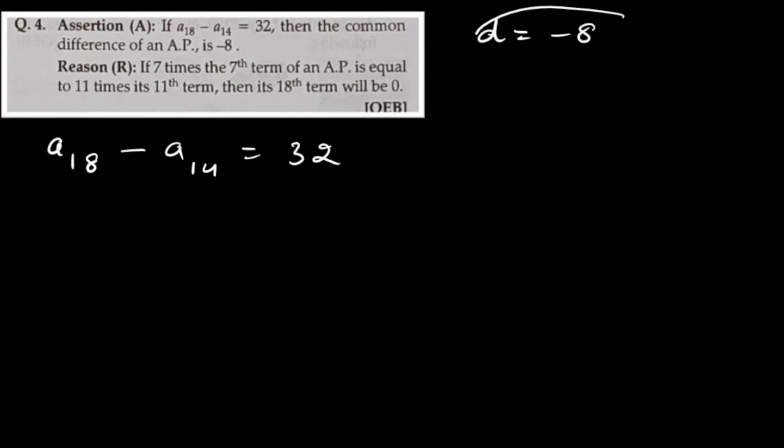So they have mentioned here, same type as earlier also we have done, if A18 minus A14 is 32, then D is equal to minus 8.